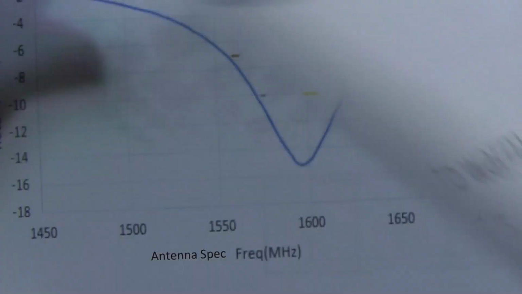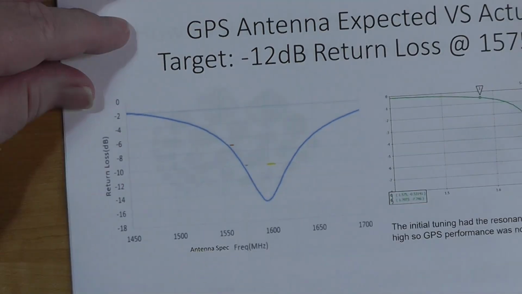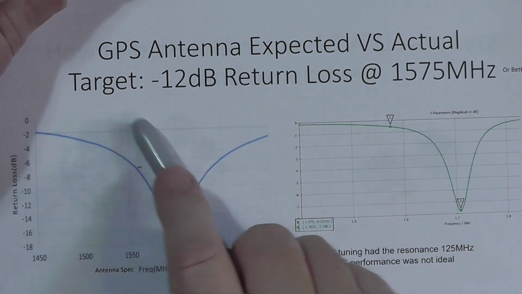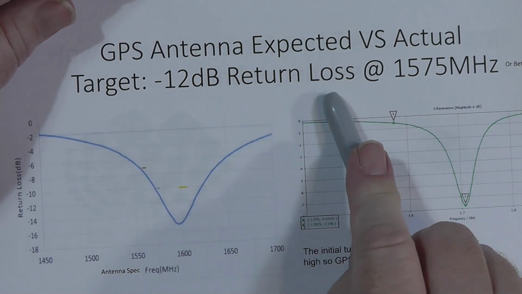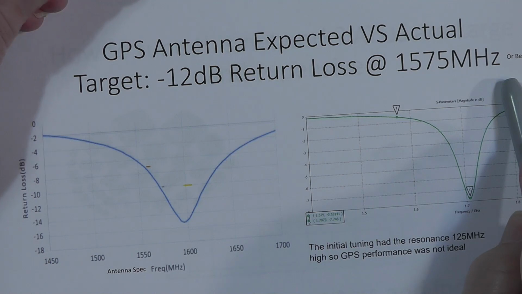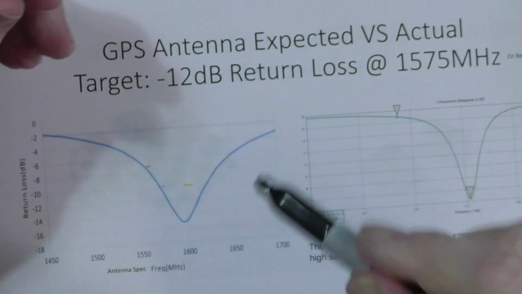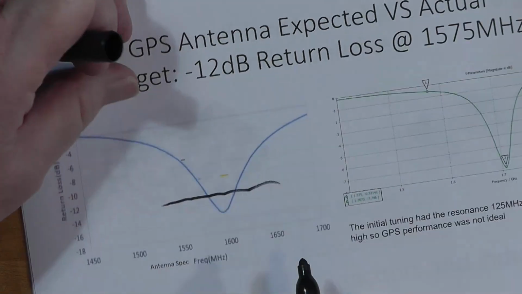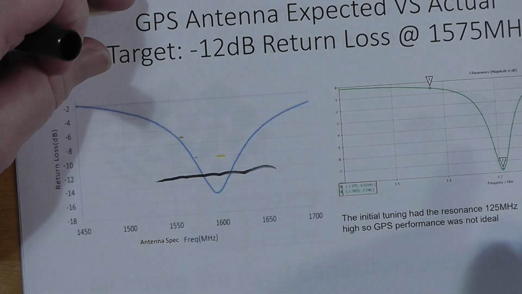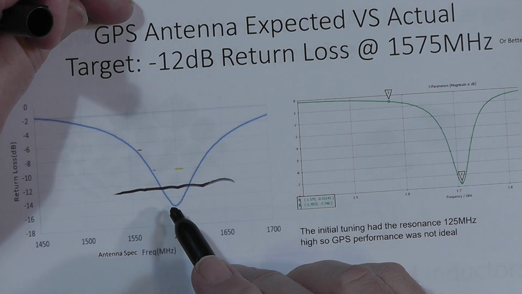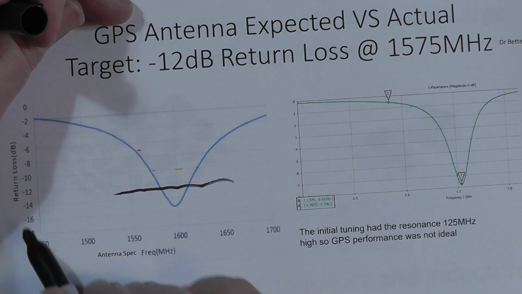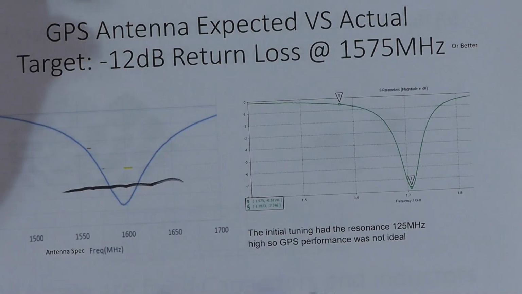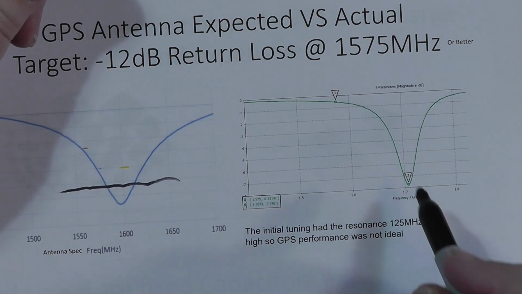Okay, so let's take a look at this. The GPS antenna expected versus actual: the target is a minus 12 dB return loss at 1575 megahertz. This is a return loss again. Minus 12 dB would be right about there. So in the area of interest, he's got a return loss that's okay, I guess, for what he's doing. A low return loss means a low SWR. But he's got it at the wrong frequency.